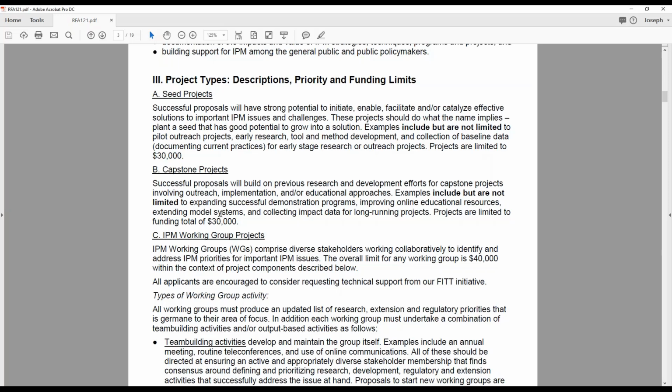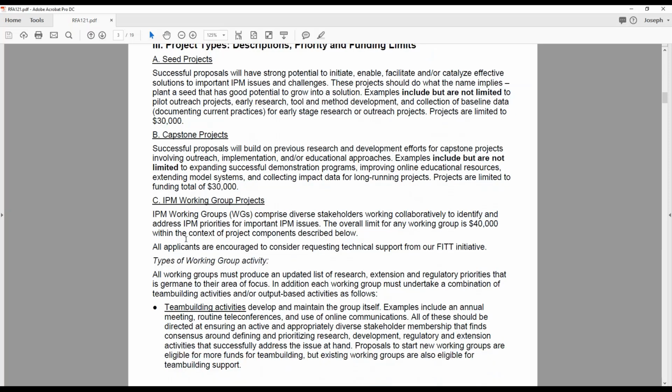Both the seed and capstone projects are limited to $30,000 total project funds. There are indirect costs on those that we'll talk about here in a little bit, but for both those projects, you're looking at $30,000. The third type of project is an IPM working group project.